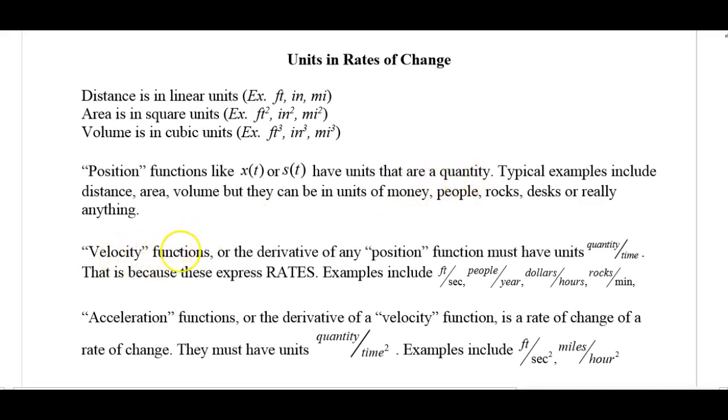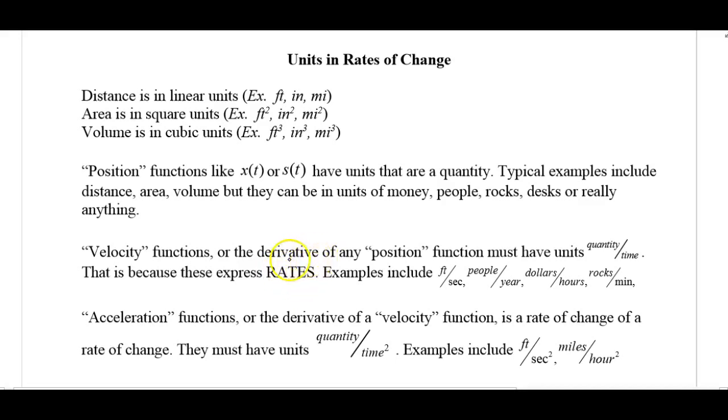Now, velocity functions, and I put that in quotes because really it's just the derivative of any position function, or the derivative of a quantity function, must have units that are a quantity over a time. So that's because these express rates. So remember that the derivative of position is velocity. A velocity is a rate of change. So a rate, as we've said at the very beginning, is a ratio of two different quantities.